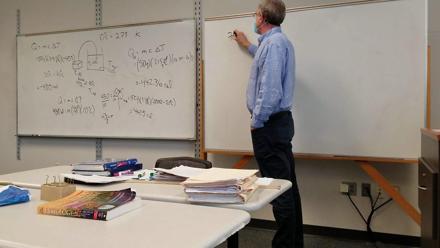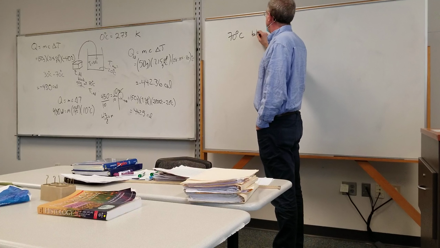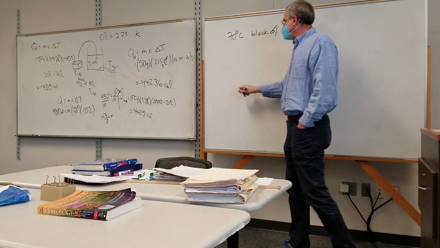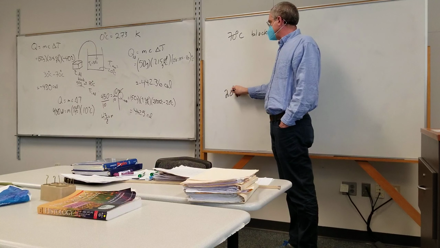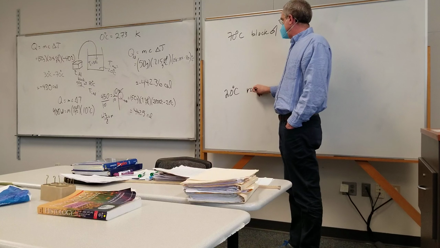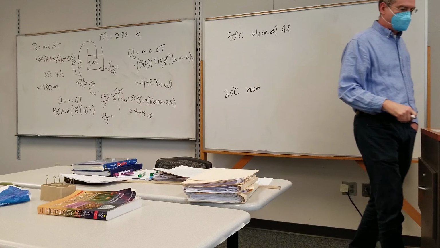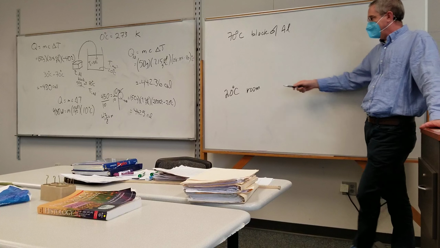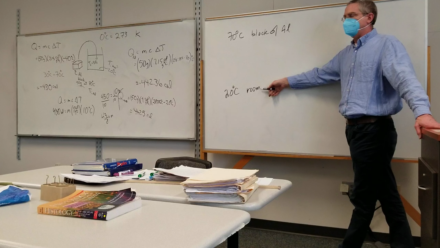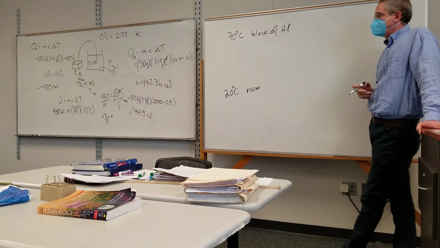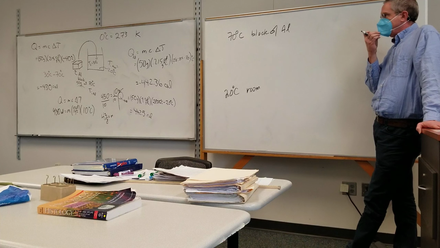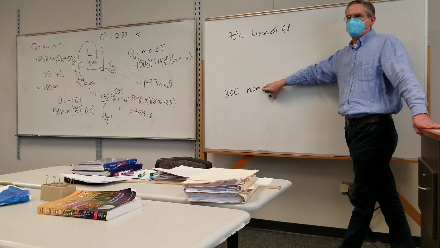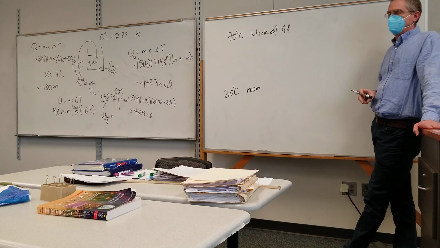So let's stick with our 70 degrees Celsius block of aluminum into a 20 degrees Celsius room. So these are the two things I'm working with here. And again, with Newton's law of cooling, one of the conditions is that the room temperature is not going to change with any significance. So we can't really use MC delta T because in this scenario, delta T is 0, or close enough to 0.